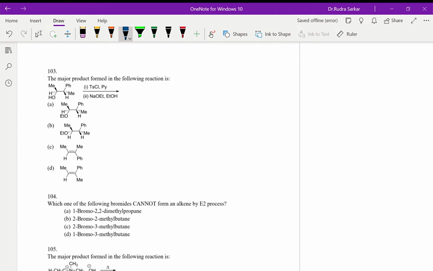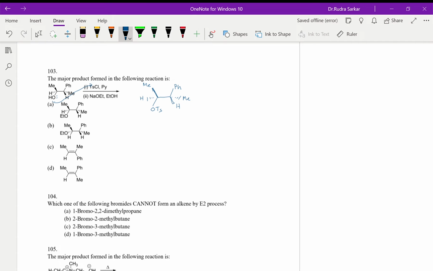In question number 103, the major product formed in the following reaction is. So in this reaction, basically the hydroxyl group will make an attack on the tosyl chloride, and the structure of the molecule that will be formed will be something like this. We have methyl over here, the hydrogen, and that becomes OTs.